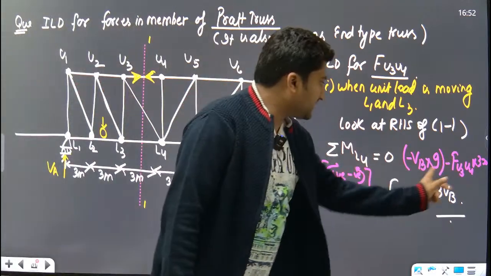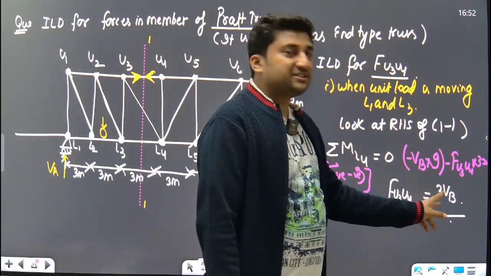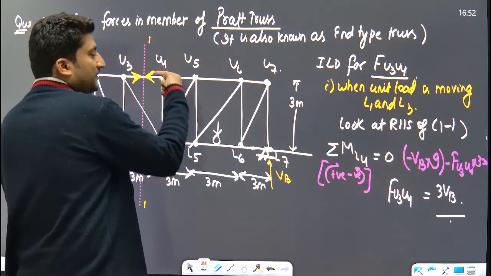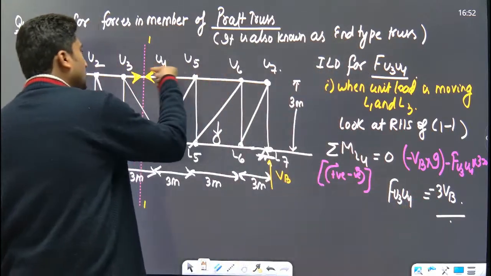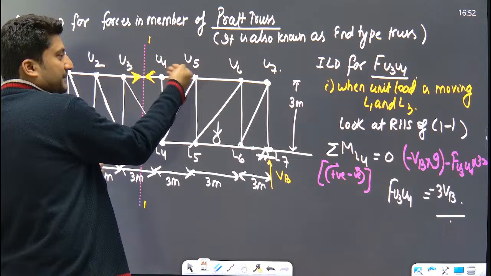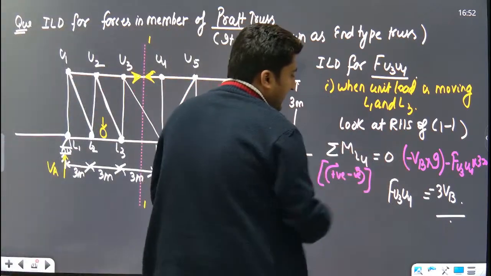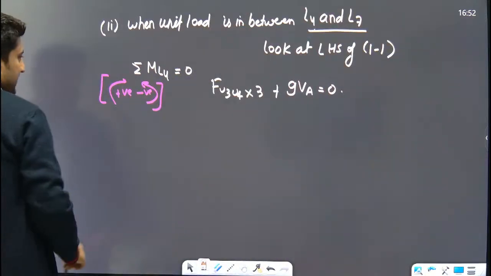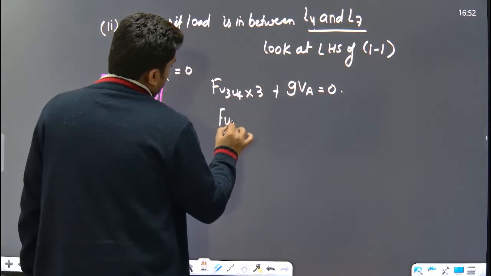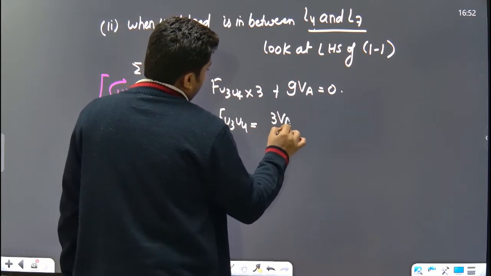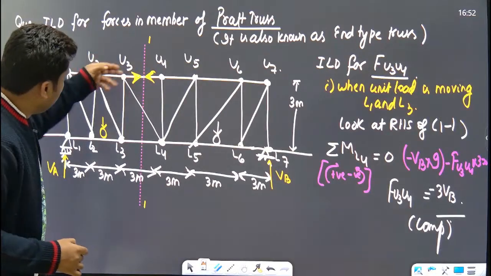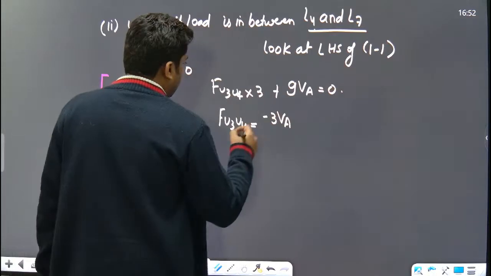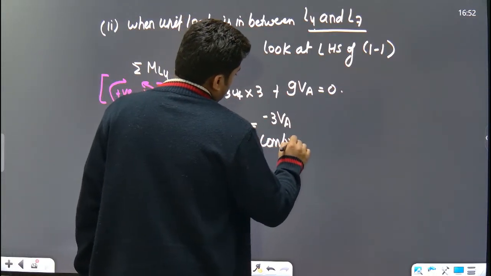Now from here you can see this. If you take this side, it is minus 3 times of VB. Minus means whatsoever you have assumed. Minus 3 times of VB means you have assumed tension. When the arrow sign is away from the joint, it is tension. But since it is coming negative, it means that this is compression. Here also the force in the member U3, U4 is minus 3 times of VA. Minus means you have assumed the arrow away from the joint. This is tension. But since negative comes, it means the force in the member will be compression.